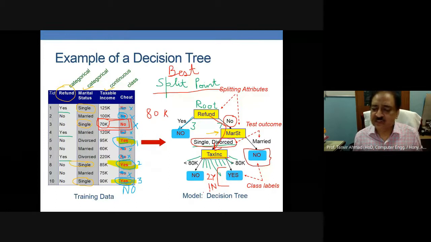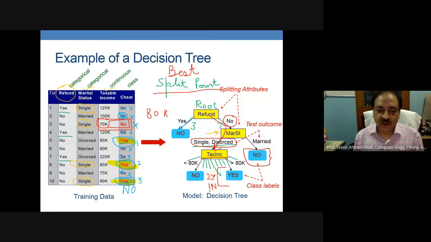So this has not been here, but if I assume that this 10th record would have been no, then it would have happened, because greater than 80K will not generate a pure partition because you find that there are 2 yes and 1 no. Are you getting it? Suppose if this would have been no, then you find that this is yes, and this is no, and therefore it is not generating a pure partition. But you cannot further come down because there are no attributes remaining, and therefore you have to stop at that point.